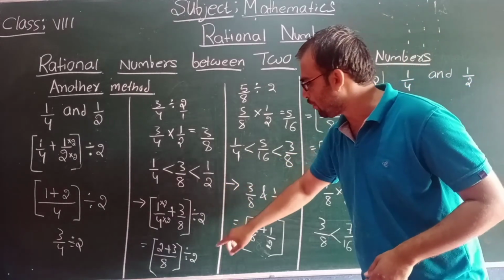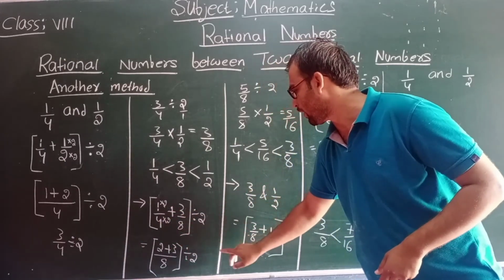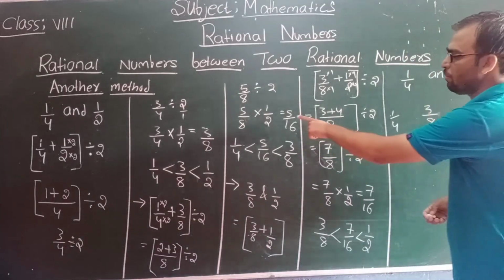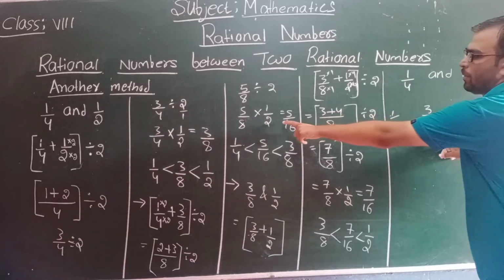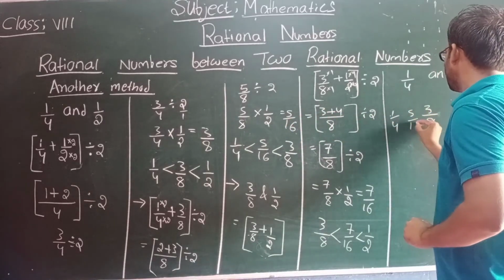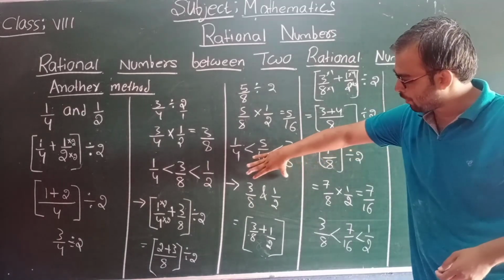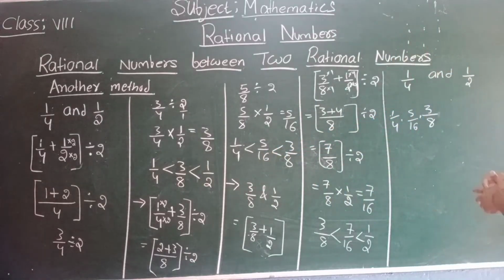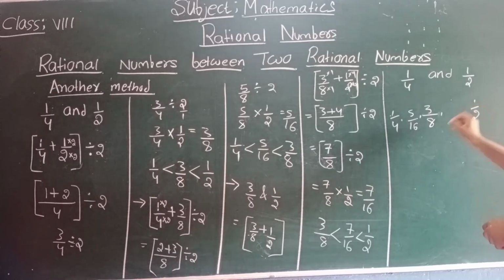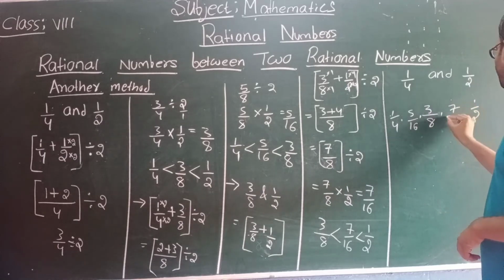Next, we found the number between 1 by 4 and 3 by 8. What is that number? Look here, 5 by 16. This 5 by 16 is the number between 1 by 4 and 3 by 8. Now we have found the number between 3 by 8 and 1 by 2. Which is that number? 7 by 16.